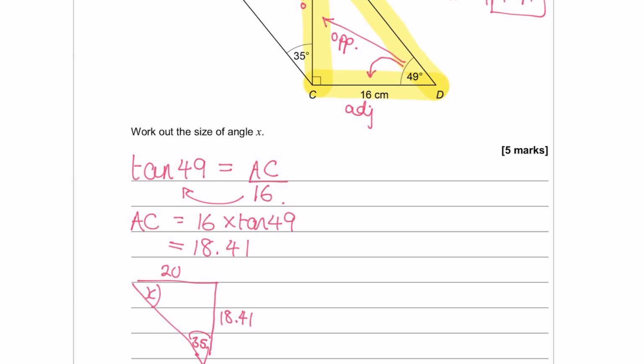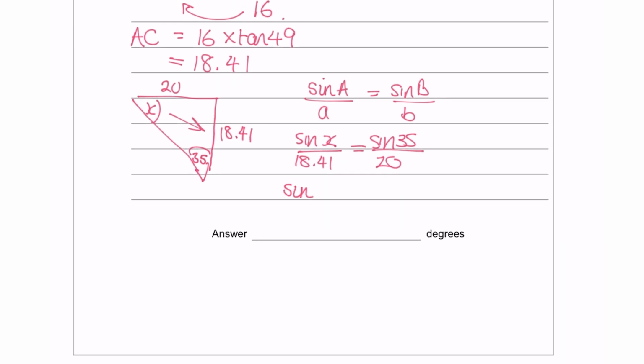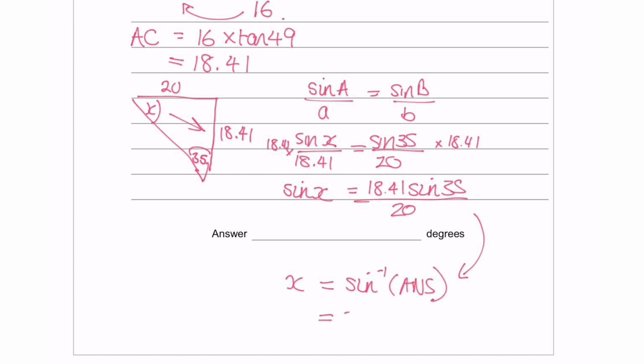When something isn't a right angle, we're either going to use the sine rule or the cosine rule. Because we've got two opposite sides and we want to find an angle, it's the sine rule. So remember, we've got sine A over A equals sine B over B and so on. So we're going to say sine x over 18.41 equals sine 35 over 20. And so that sine x, we're going to multiply both sides by 18.41, will equal 18.41 sine 35 over 20. We now can put it in our calculator. And then what we're going to do is say x equals sine minus 1 of our answer in our calculator, which will equal 31.9. So x is 31.9 degrees.